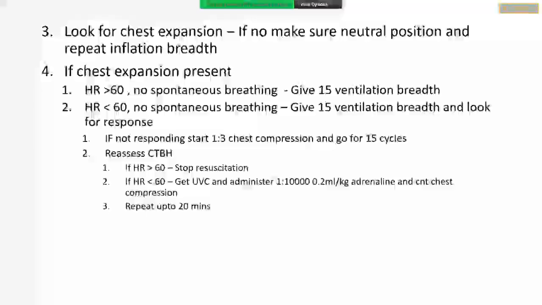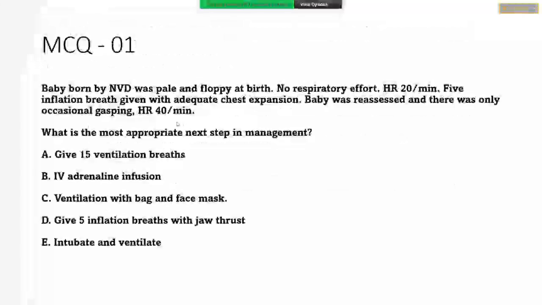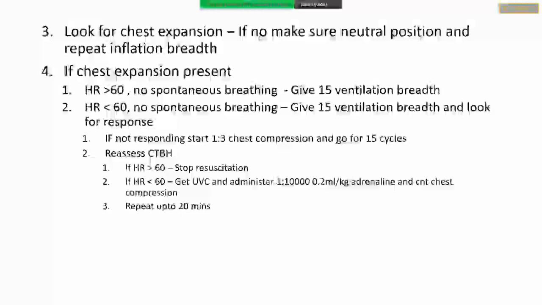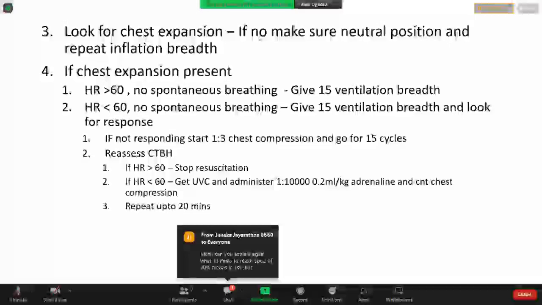Because if there is no response even after 20 minutes, the child is almost dead. So we have to discuss with the pediatrician and we can stop the resuscitation and finish everything. That is a decision taken after 20 minutes. Until then, we have to go for the repeated cycles. I think that is all for the neonatal resuscitation. I think everyone got it, so we can move to the question.